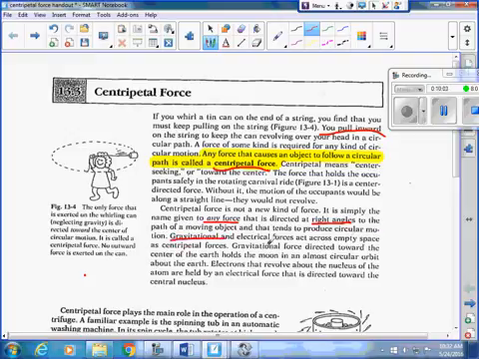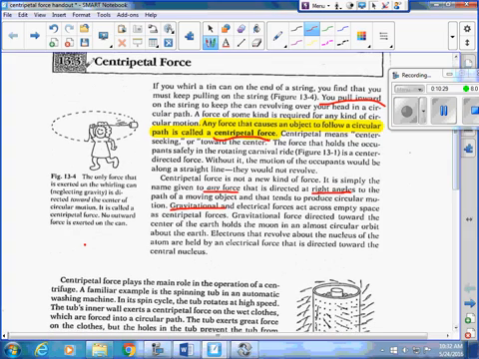Gravitational and electrical forces act across empty space as centripetal forces. What holds the moon in orbit? Gravity. Is the motion circular? It is. If there was no inward force, the moon would continue in a straight line forever. Gravitational force directed toward the center of the Earth holds the moon in an almost circular orbit about the Earth. Electrons that revolve around the nucleus are held by an electrical force that is directed toward the central nucleus. So again, the word is centripetal.